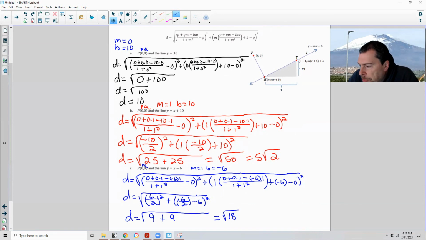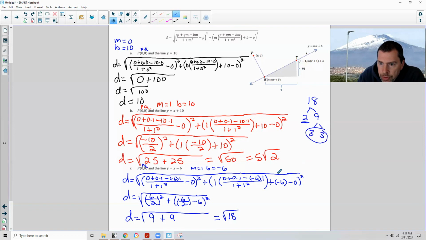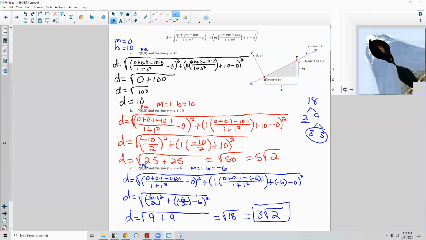Okay, let's simplify that square root of 18. So I take 18 and do a factor tree. That's 2 times 9, and 9 is 3 times 3. There's my pair of 3's and a lonely 2. So this is going to equal 3 square root 2. So this is the distance from the origin to a point on the line y equals x minus 6. That makes the line from the origin to this line perpendicular. Woo! Okay, that was fun.